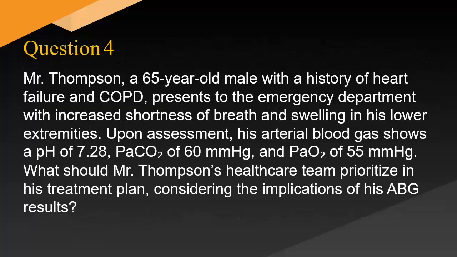Mr. Thompson, a 65-year-old male with a history of heart failure and COPD, presents to the emergency department with increased shortness of breath and swelling in his lower extremities. Upon assessment, his arterial blood gas shows a pH of 7.28, PaCO2 of 60 mmHg, and PaO2 of 55 mmHg. What should Mr. Thompson's healthcare team prioritize in his treatment plan, considering the implications of his ABG results?